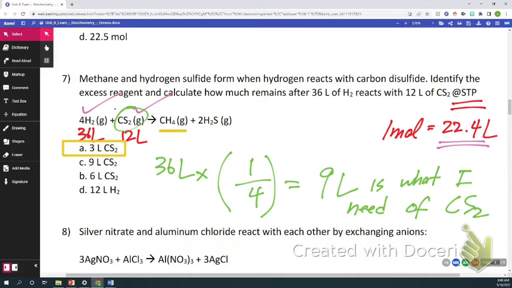Now, you could have changed the liters to moles and then found out how many moles left over, then changed it back to liters, you would still end up with 3 liters of CS2. But this way is way faster. So again, if they give you liters and they tell you it's at STP, you can start using mole ratio right away. You don't have to change it to moles to ride the mole ratio train. You can travel in liters as well.